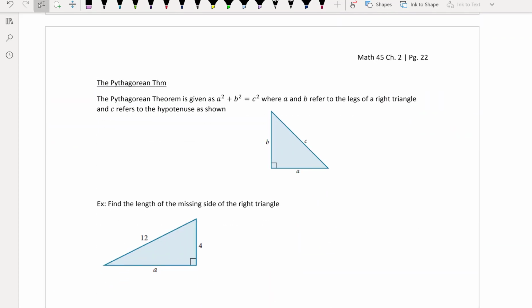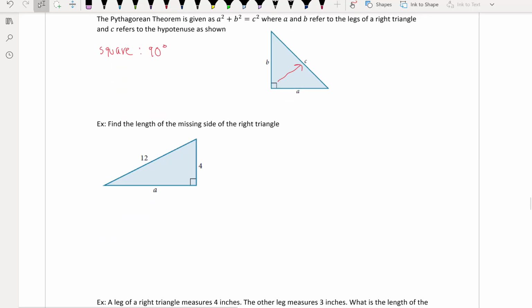Okay. And of course, we have to know about the Pythagorean Theorem. When I'm looking at the Pythagorean Theorem, we know that A squared plus B squared is equal to C squared, where A and B refer to the legs of the right triangle and C is the hypotenuse. You can always think of C as the hypotenuse because it's directly across from that little square. And the square represents a perfect 90-degree angle, okay? So let's see, it says find the length of the missing side of the right triangle.